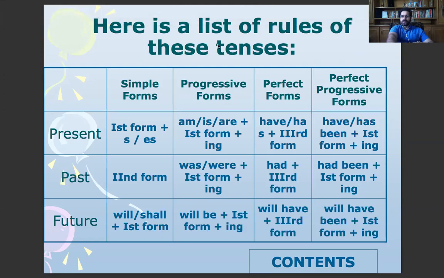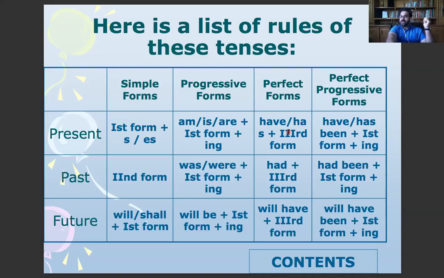Okay, so let's take a look. First of all, if I talk about simple form, he paints a wall, or Ali and Asim paint a wall. Progressive: he is painting a wall. I am painting a wall. They are painting a wall.